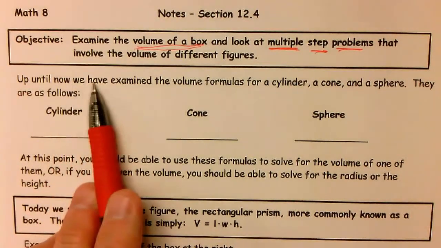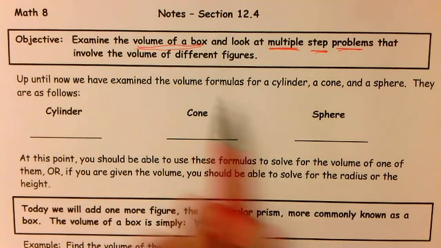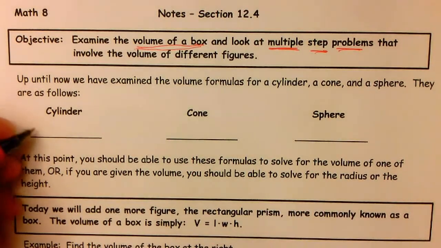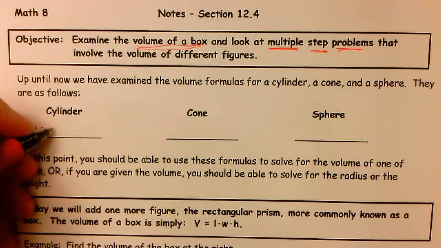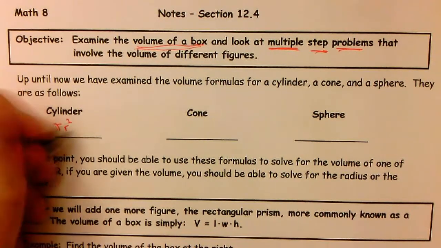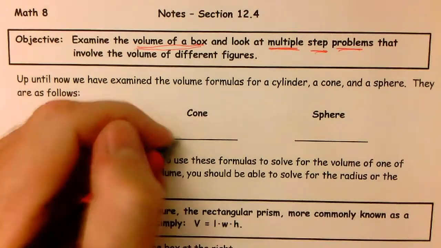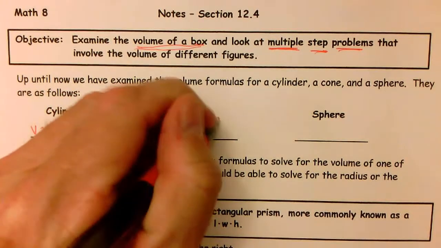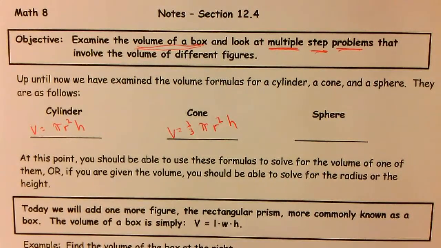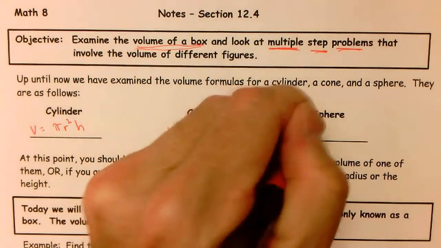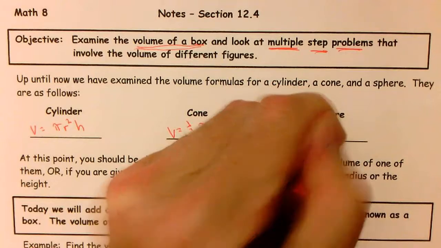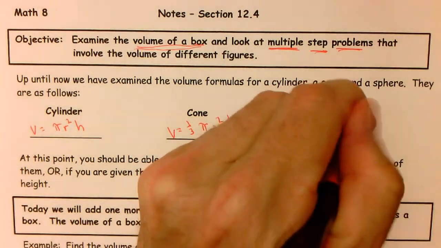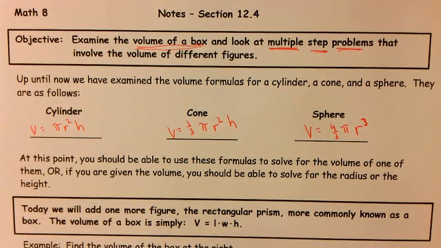Up until now, we have examined the volume formulas for cylinder, cone, and sphere. And in case you don't know them, I thought we'd put them all in one place here. The volume of a cylinder is pi times the radius squared times the height. The volume of a cone is 1/3 times pi times the radius squared times the height. And the volume of a sphere is 4/3 times pi times the radius cubed, right?